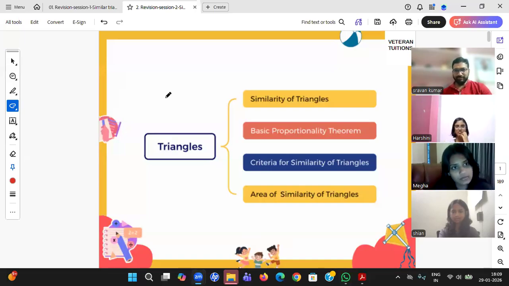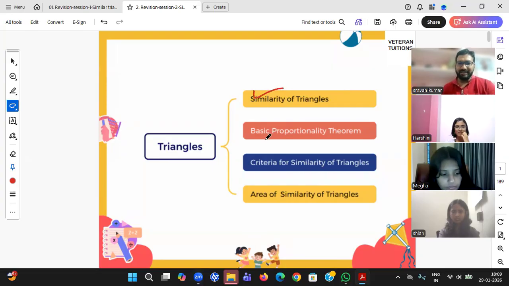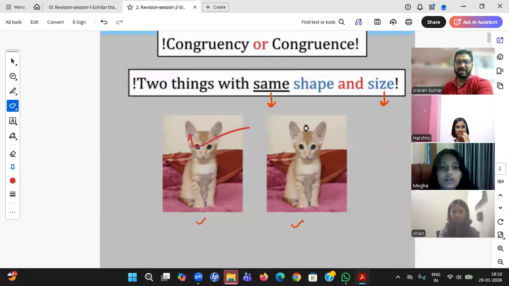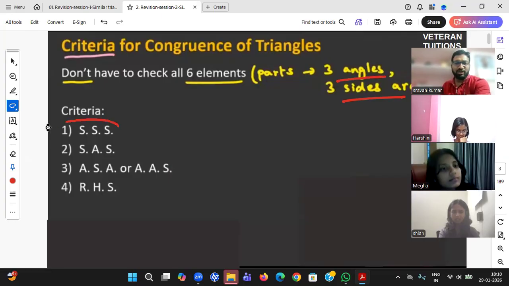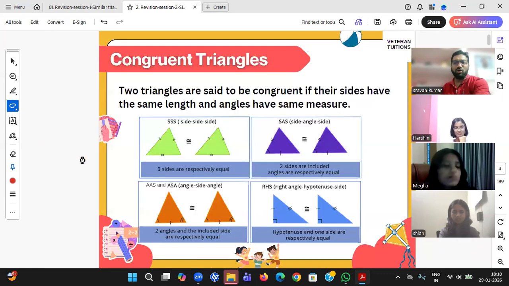So students, this is how we have started our chapter. Similarity, BPT, criteria for similarity, we need to solve some problems, and area of similarity, which only has some formula. But before starting similarity, I chose to start with congruency: same shape, same size. For the congruency of triangles, I need to check three angles, three sides. Finally, I said there is no requirement. You only check this particular combination. It is more than enough. This is how we have completed congruency.